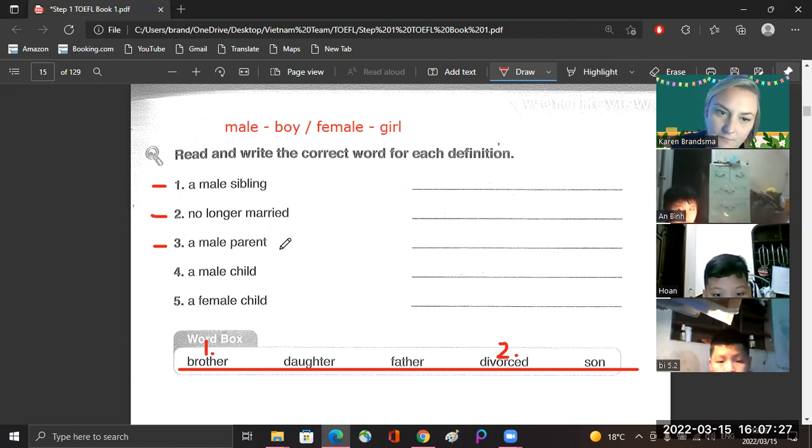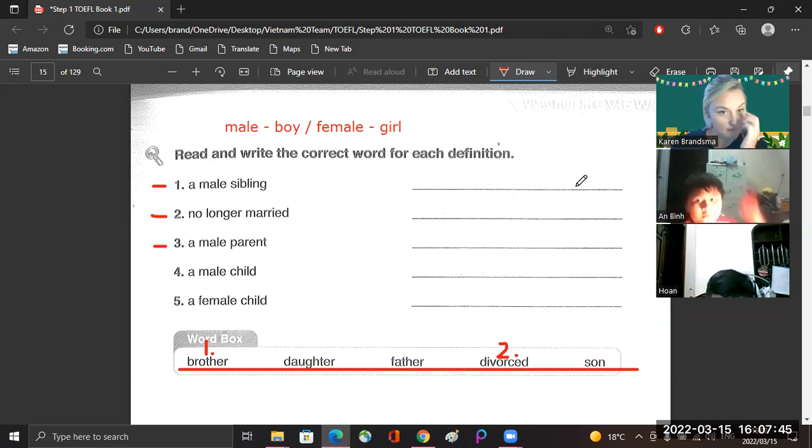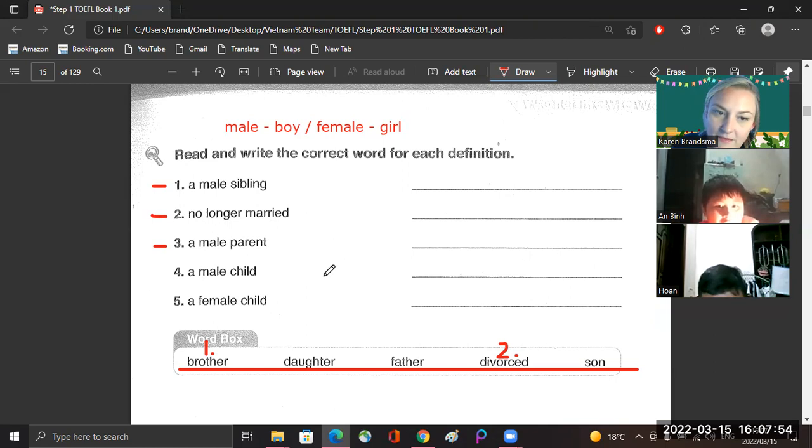A male parent is daughter. Okay, a male is a boy. And a parent is a mother or father. Okay, Bin, you can help him? Yes, a male parent is father. Okay, father.